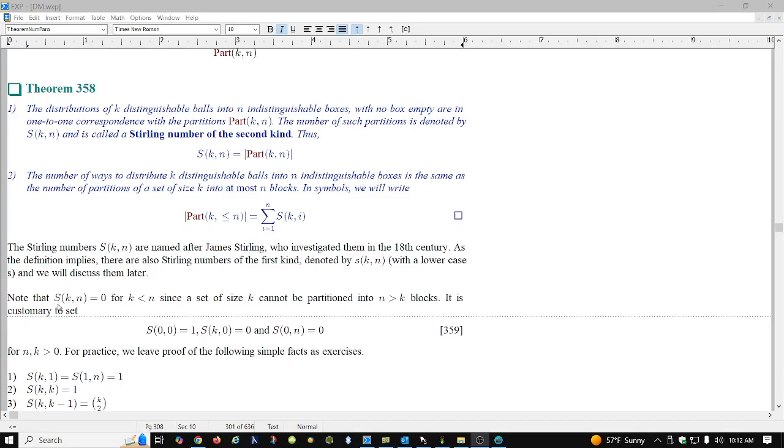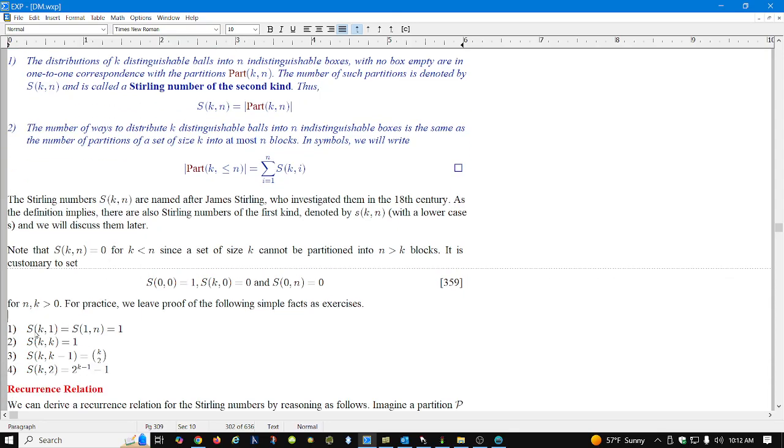Note also that S(k,n) is 0 when k is less than n. A set of size k cannot be partitioned into more than k blocks, because then a block would have to be empty, which is not allowed. Also, it's customary to set these initial conditions. We're going to talk about a recurrence relation in a few minutes. And these are some simple values for the Stirling numbers that I will leave you to think about.